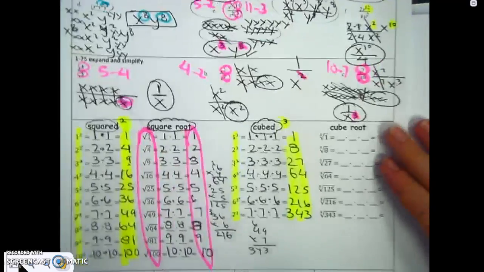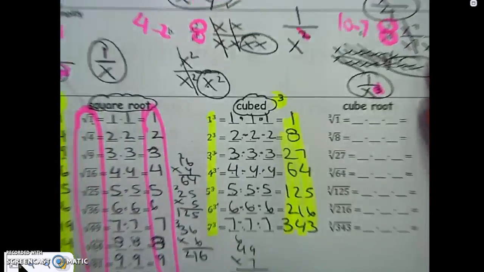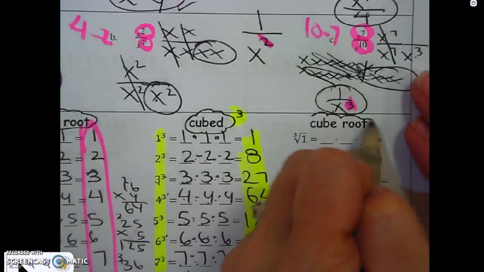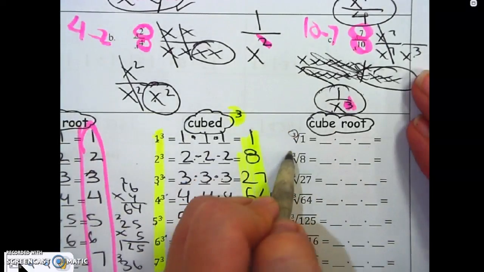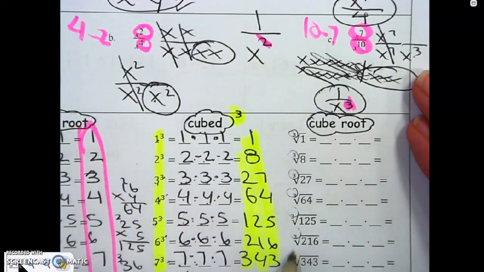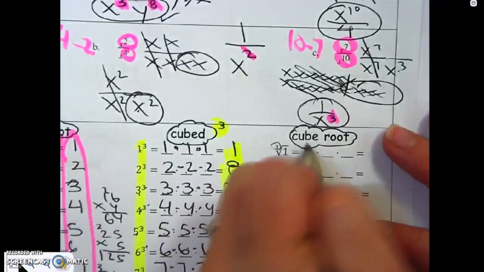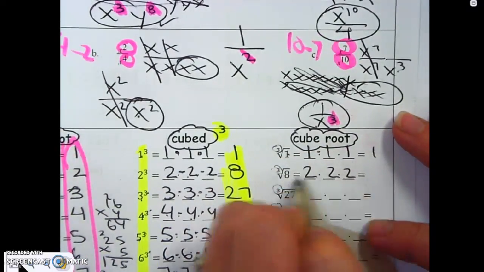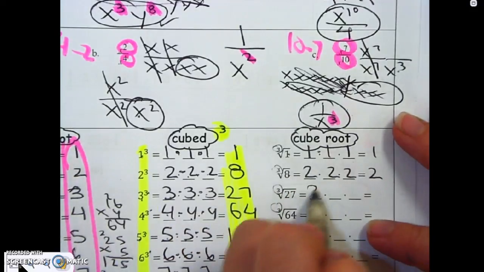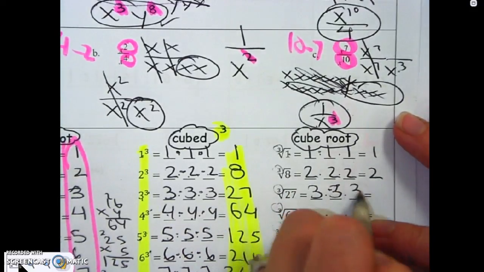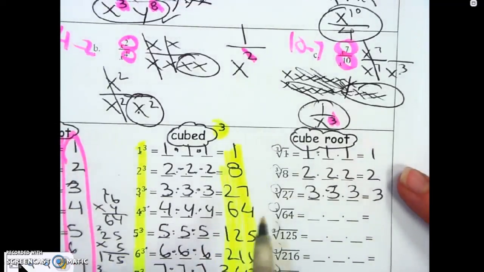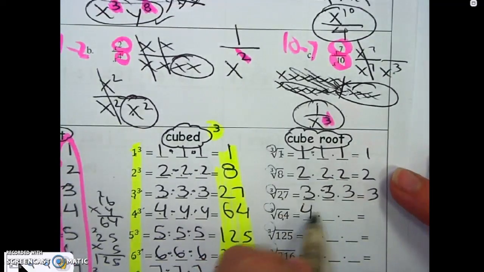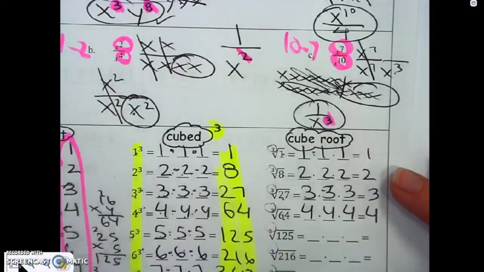Now let's do the cube root. So this time we're dealing with cube root. You see how there's the little three, little three, little three? That tells you it's the cube root. It needs you to think of what times what gives you that. What times what gives you 27. The cube root of 64, 4 times 4 times 4, 4.